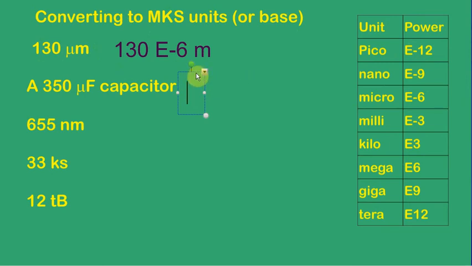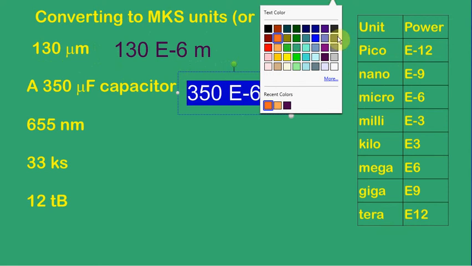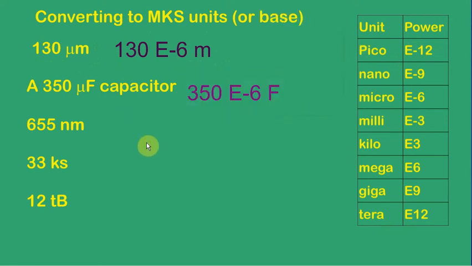Here I have a 350 microfarad capacitor. So how do you convert that? Well, 350 micro is E minus 6, and it's farads. So that's how many farads there are. You can't do a lot of calculations without those. Let me convert that to a more readable font for you. So 350 E minus 6 farads.